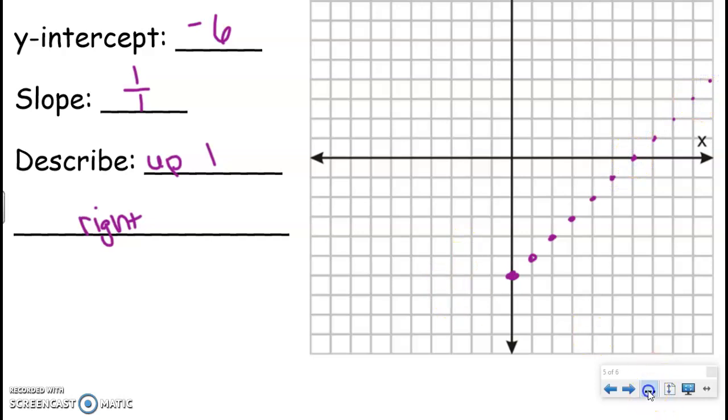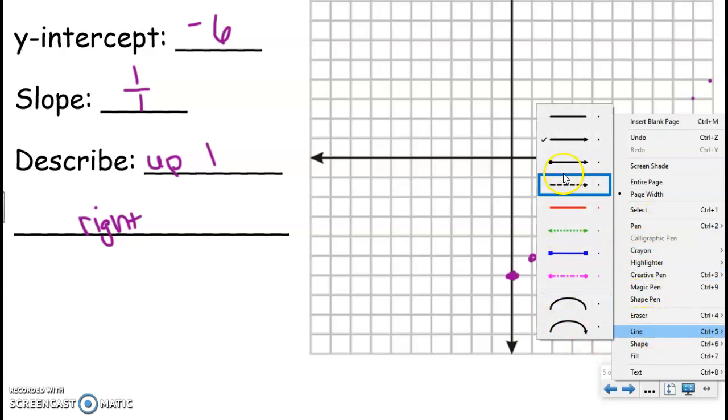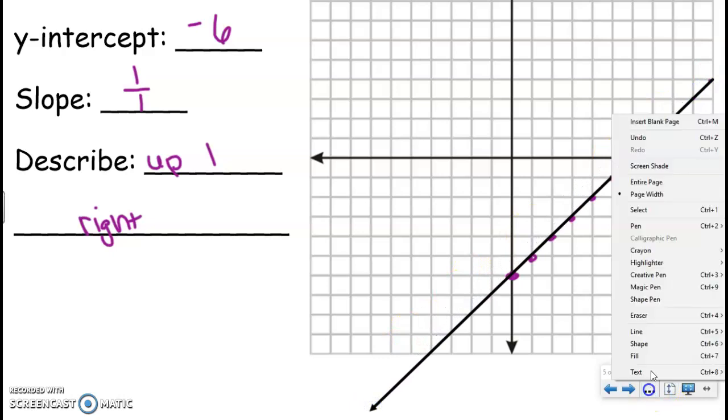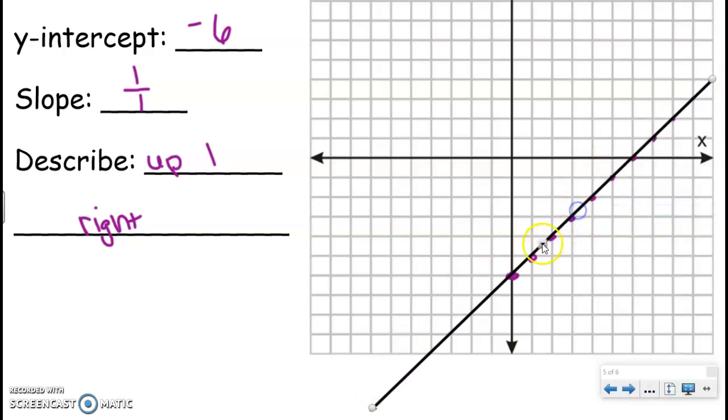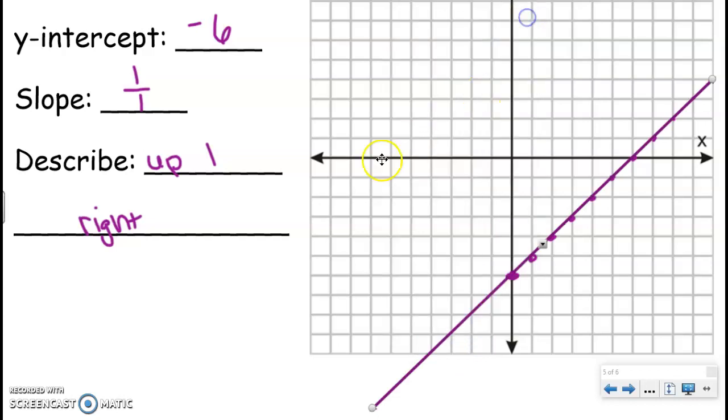This is one of the easiest lines to graph because I have so many points that fit. Go ahead and draw my line. Is it okay that I'm off the graph? Actually, it's great that I'm off the graph because later on we're going to make sure our lines go that far. We're good there.